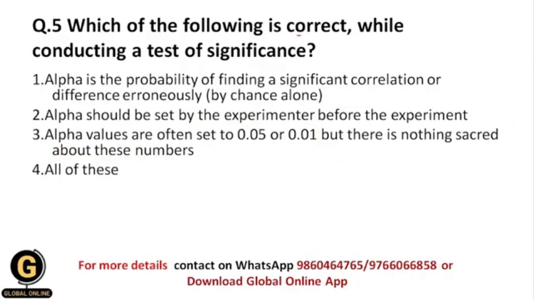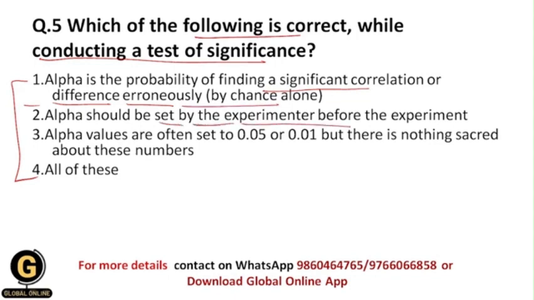Which of the following is correct while conducting a test of significance? So whenever I am doing a test of significance, which of these following options are correct? Alpha is the probability of finding a significant correlation or difference erroneously by chance alone. Alpha should be set by the experimenter before the experiment. Alpha values are often set to 0.05 or 0.01, but there is nothing sacred about these numbers. All of these.